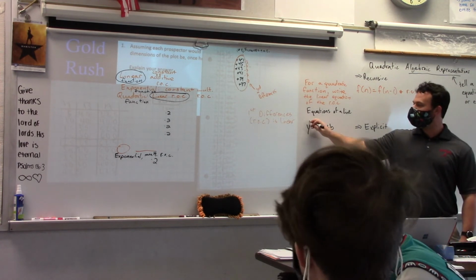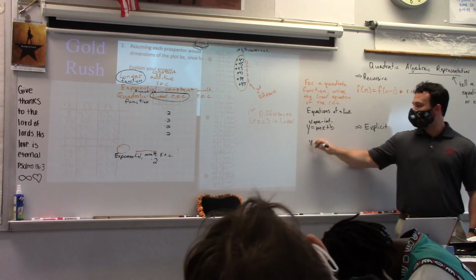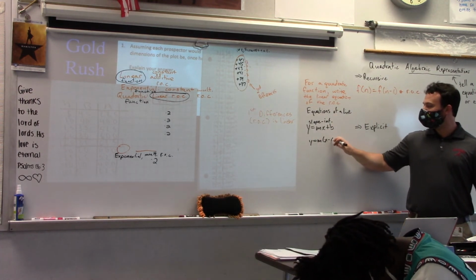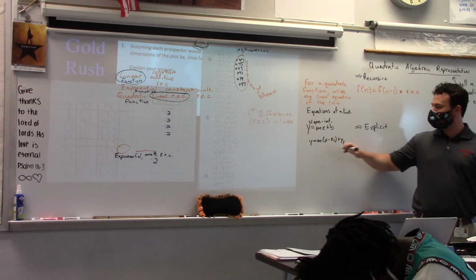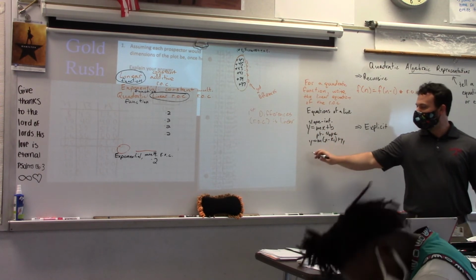Y equals mx plus b. That's my slope intercept. Y equals m times x minus x1 plus y1. That's my point slope.